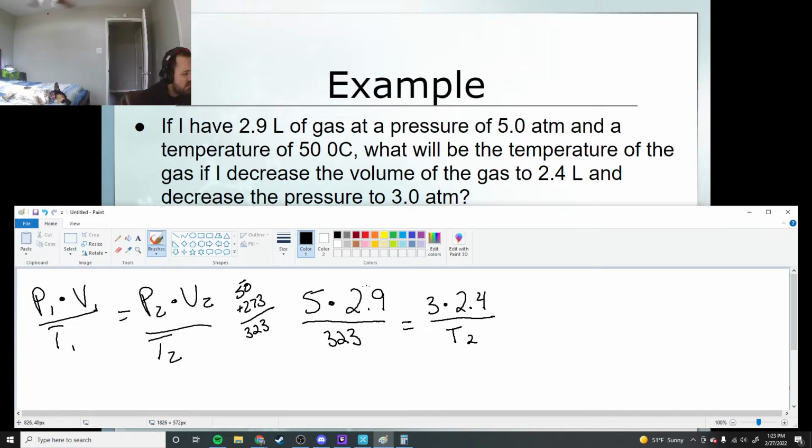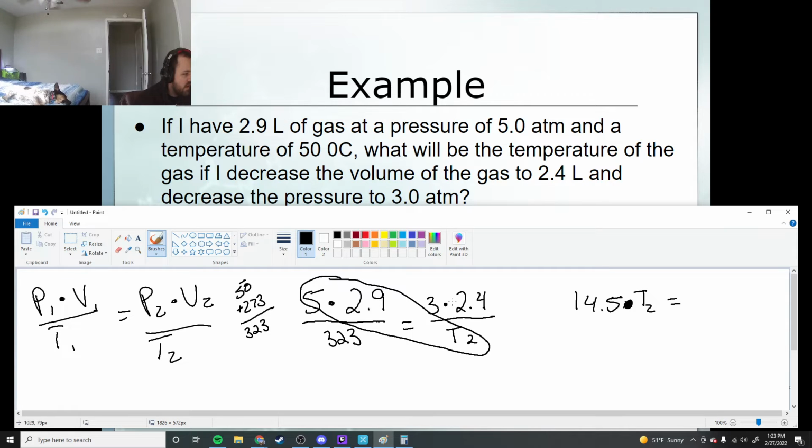Once we've got everything plugged in, all we're doing is we are cross multiplying. So we end up here with 5 times 2.9 times T2. All right, so that should be 14 and a half. Let me make that a dot, not an X.